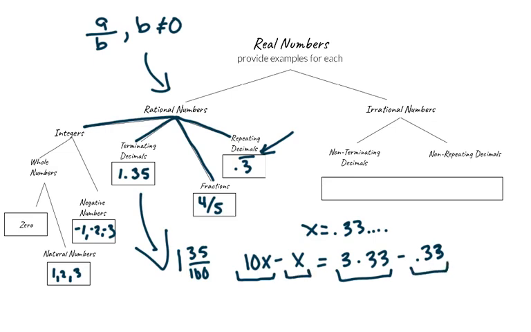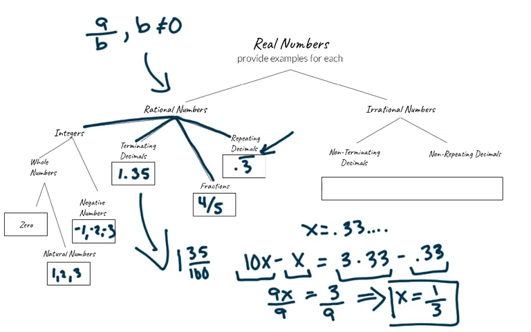So all I'm going to do now is solve for x. So 10x minus x gives me 9x. And 3.33 minus 0.33 gives me 3. Once I solve for x, I'm going to divide both sides by 9. And I will end up with x is equal to 1/3. And if you guys do the math on it, 1/3 is 0.3 repeated. Okay? So I just wanted to show you guys really quickly of how repeating decimals can be written as fractions. So I was not lying.